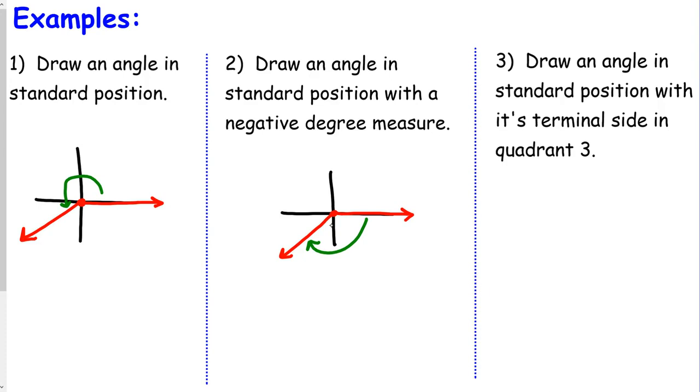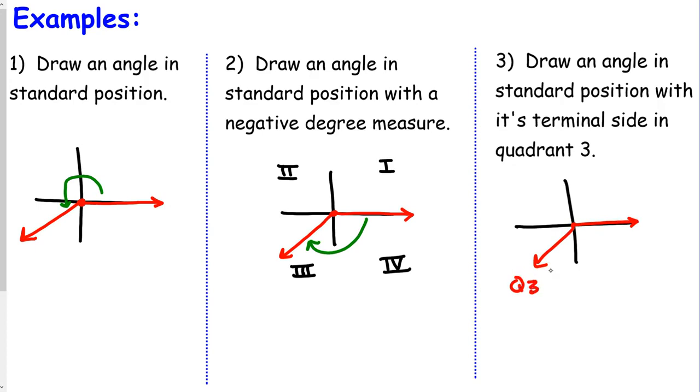Number 3, draw an angle in standard position with its terminal side in quadrant 3. Well, I kind of accidentally already did. So the quadrants are numbered like this. Quadrant 1 is positive, positive. Quadrant 2, Quadrant 3, and Quadrant 4. So who knew that the example I was making up for problems 1 and 2 would also work for problem 3. Initial side, terminal side, that's in Quadrant 3. You can use Roman numerals or just numbers. It's fine either way.